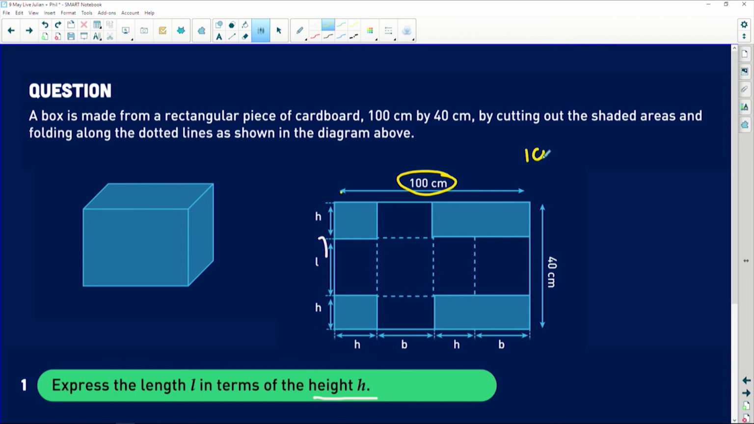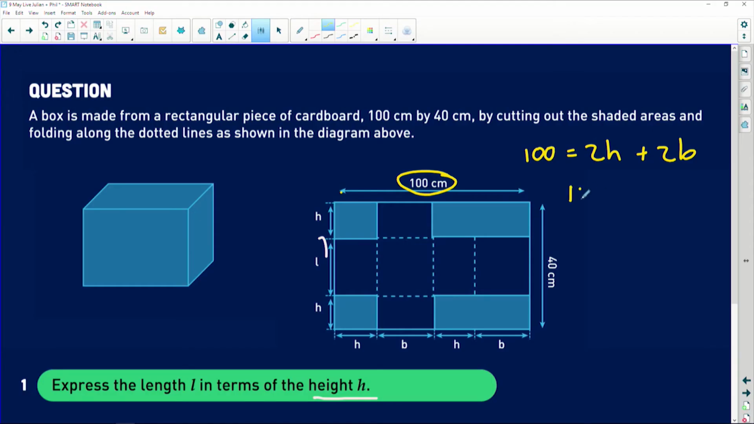We're going to say 100 is equal to 2h plus twice my breadth. Like I said earlier, if we look at the equation that's been given to us for our volume, we only have it in terms of h. So we want to try and find what h is in terms of all these other variables. If we take this, then 100 minus 2b is equal to 2h. If we divide both sides by 2, we get 50 minus b is equal to h.